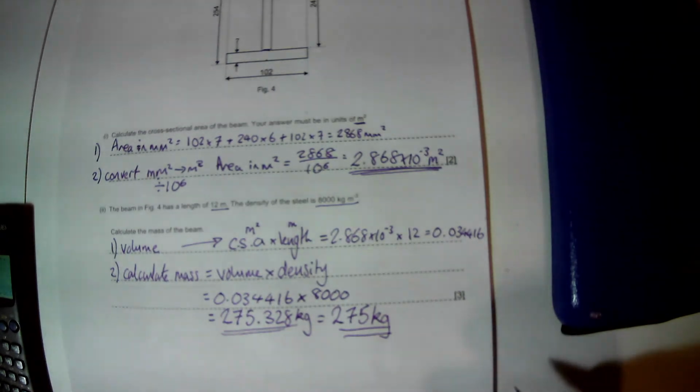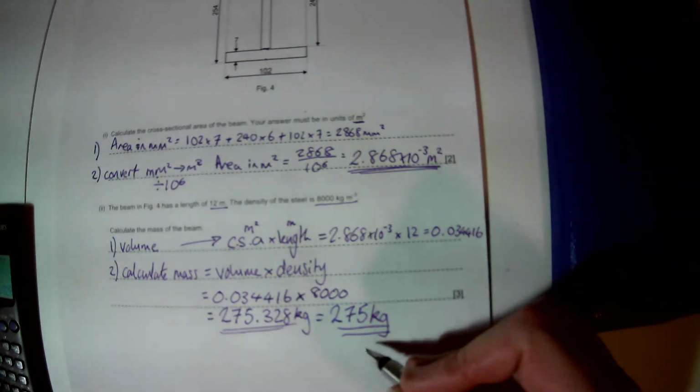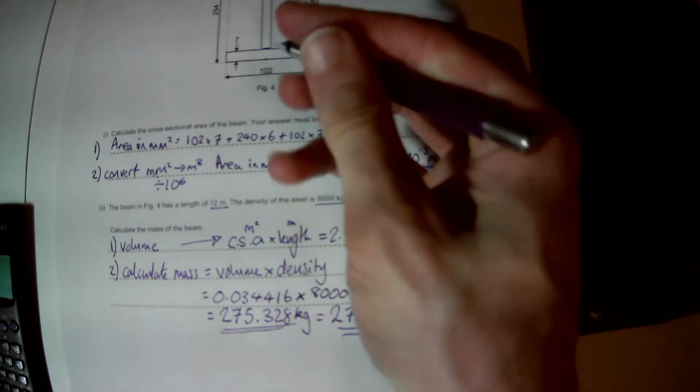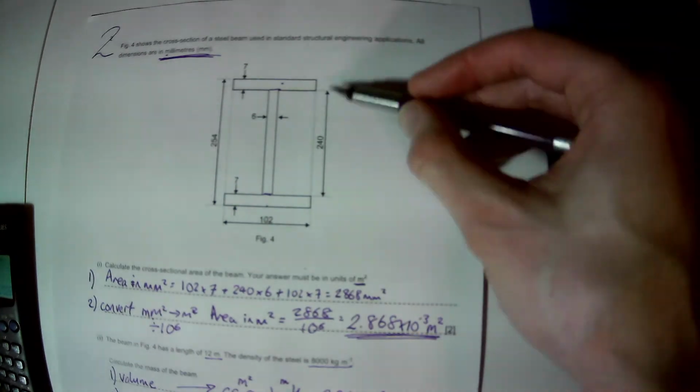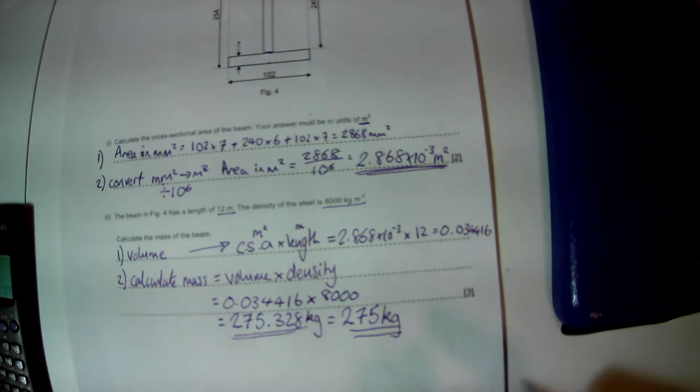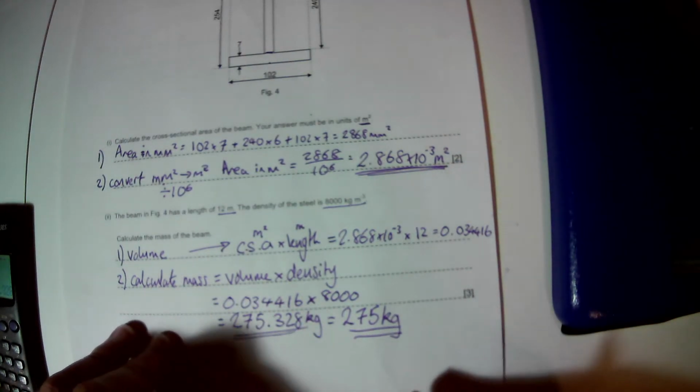And then we reality check. Would a steel beam that's about 10 centimeters by about a foot I-beam that's 12 meters long, is it likely to weigh about 275 kilograms? Yes. Is it likely to weigh 27 kilograms? No. So if you end up with 27 kilograms, you have got a conversion error somewhere, and that is a light bulb to go and check.